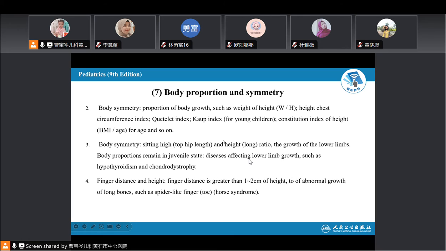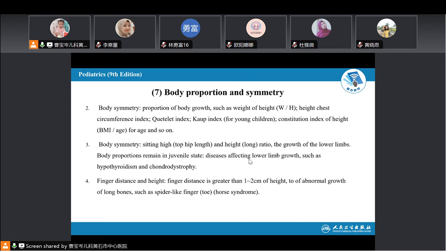Body proportion and symmetry. Body symmetry refers to the proportion of body growth, such as weight for height, chest circumference index, quarter index, calf index for young children, constitution index of height, BMI for age, and so on.